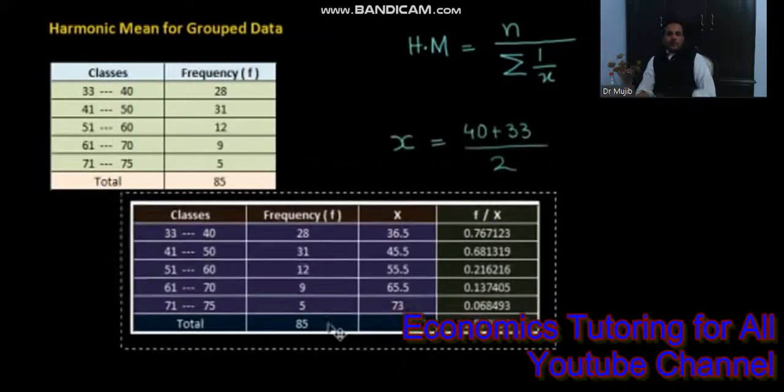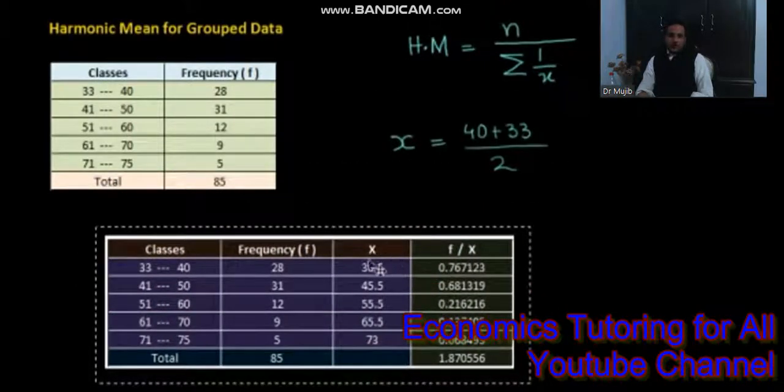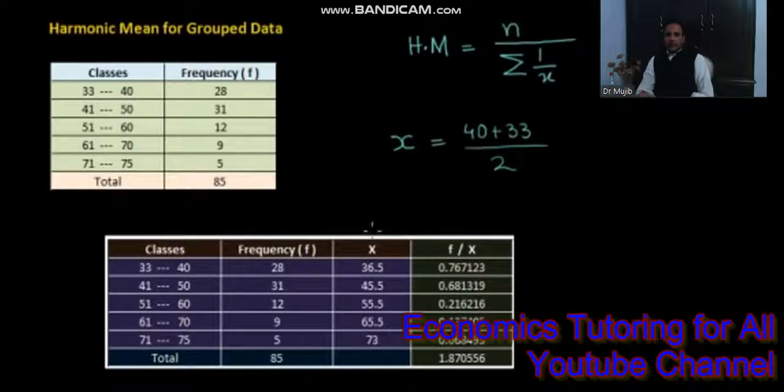After following the procedure, we derive different values of x, which can be seen in the third column. The derivation is the same: add the upper limit and the lower limit of the class and divide by 2, and the calculated value becomes 36.5. Similarly, for the second class, adding 41 plus 50 and dividing by 2 gives us 45.5. We do the same for the third class, the fourth class, the fifth class, and so on.